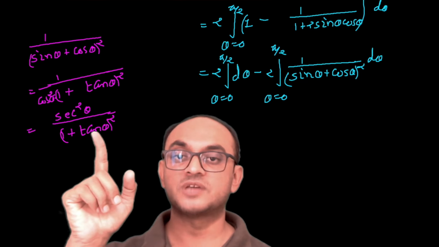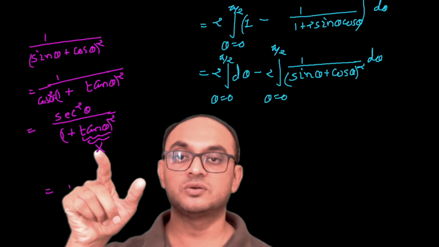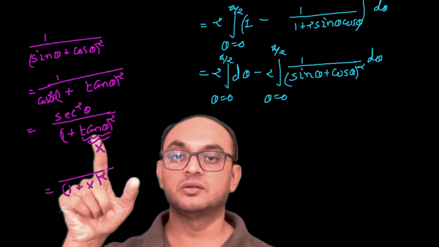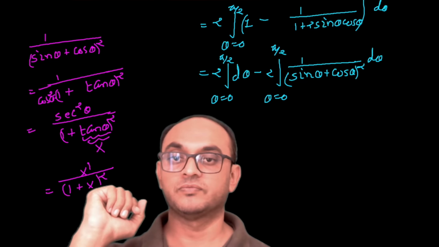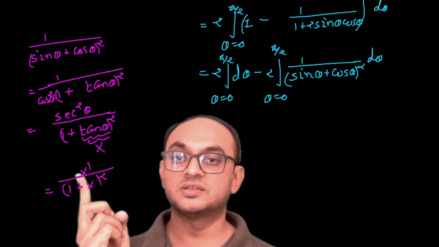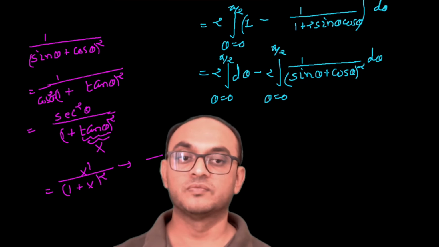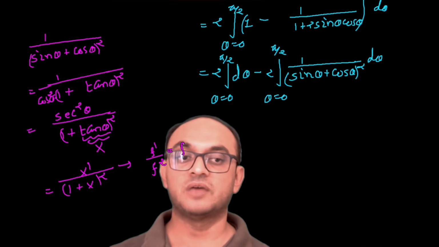Right, now suppose I assume that this tan theta is my x, then this is (1 plus x) whole square. And what is sec square theta? It is the derivative of tan theta, so here we have x dash. The derivative of 1 plus x is x dash. That means you can compare this with the function f whole square, with derivative f dash. So this is nothing but f raised to minus 2 into f dash.